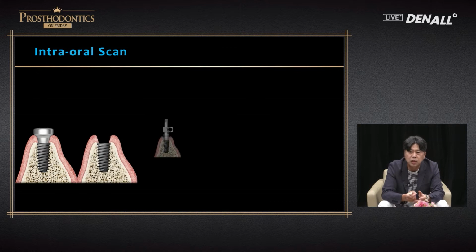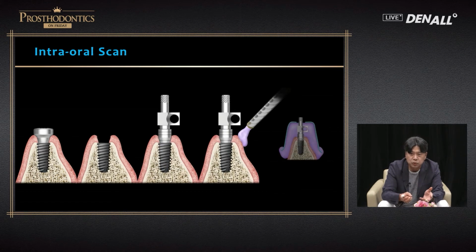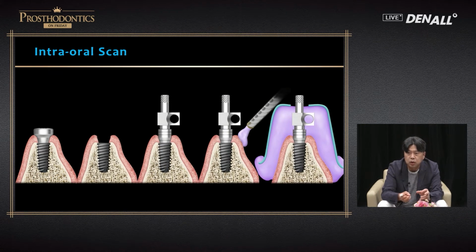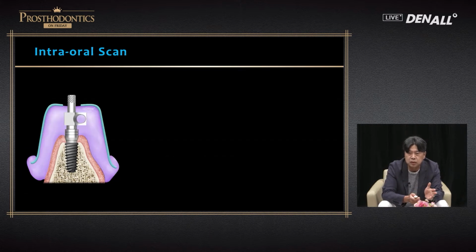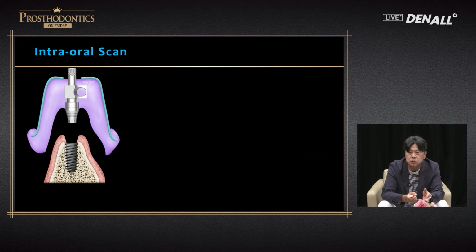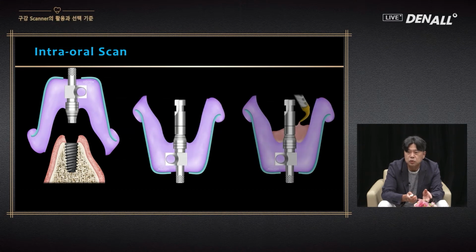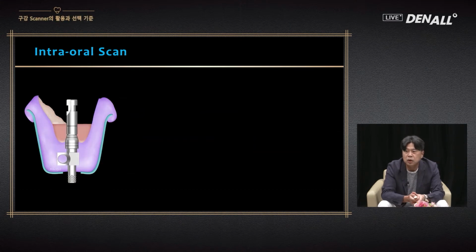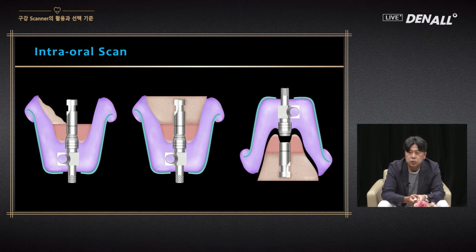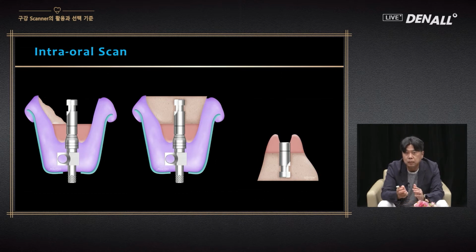This is the analog process. A healing abutment is disconnected and a pickup impression coping is connected in a standard way, and the impression is taken. We have to be really careful in doing this process to make the bone model. Ultimately, the model is created, which is a very complicated process.